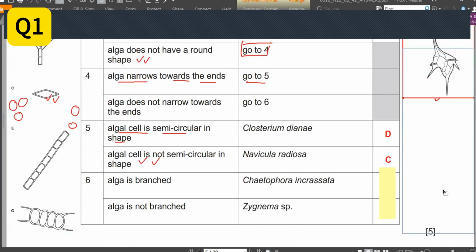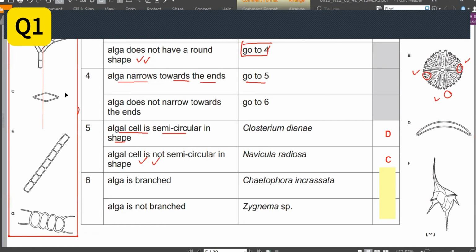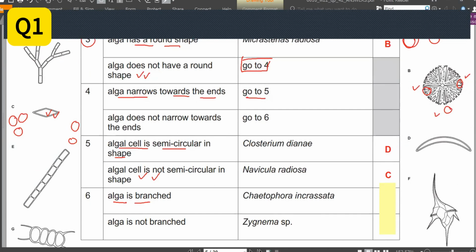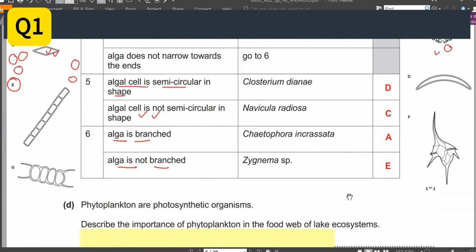Moving down the pictures. Okay. Almost done. Alga is branched. This is straightforward. Straight away, we can relate to A. Branched. So next answer, A. Finally, alga is not branched. Straight away, we can relate to E here. Straightforward. Final answer, E. All right.